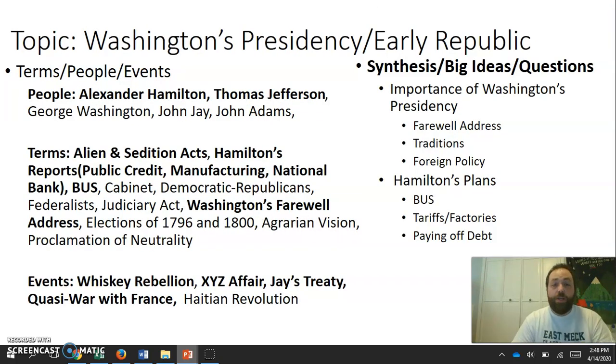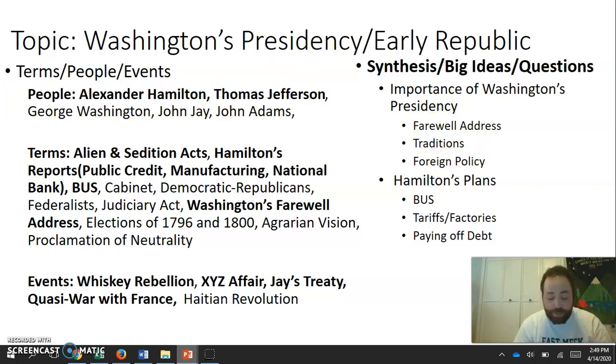All right, last topic: Washington's presidency and the early republic. So big names here: Hamilton, Jefferson, obviously Washington. But here's what we want to do. Washington is America's first president, and he sets up a whole bunch of stuff that we should know. His farewell address. You've got to know the various parts of it. He talks about a lot of really important things.